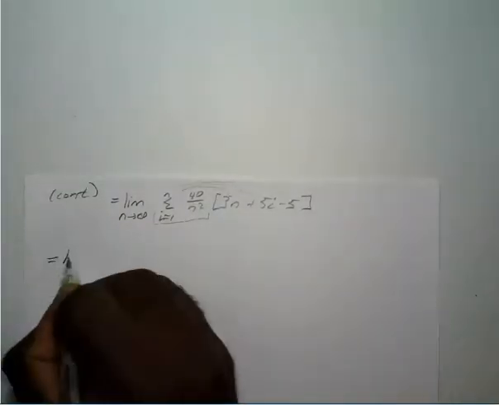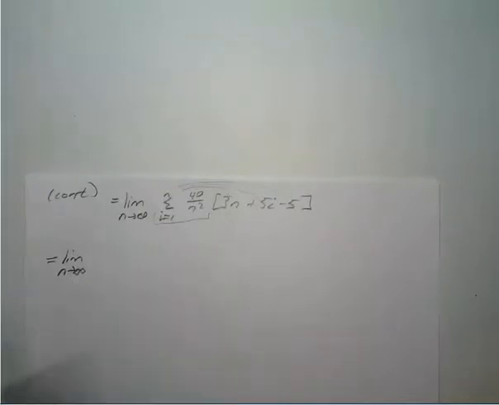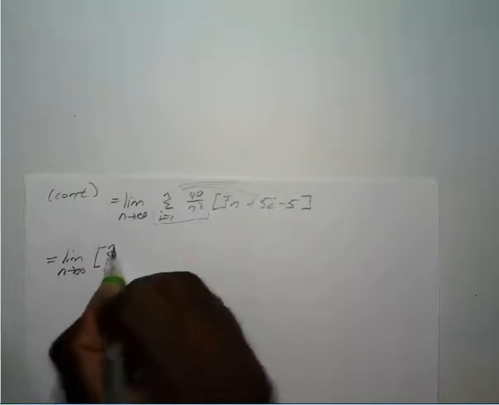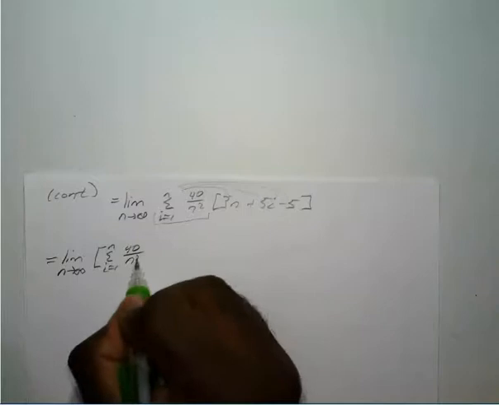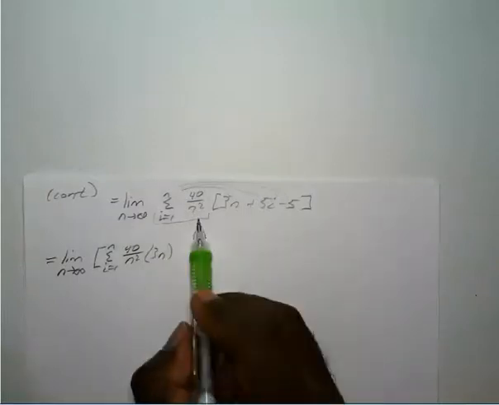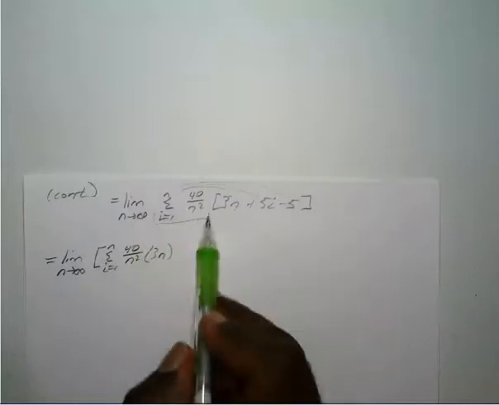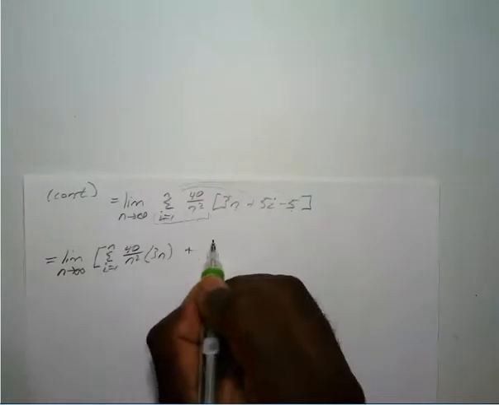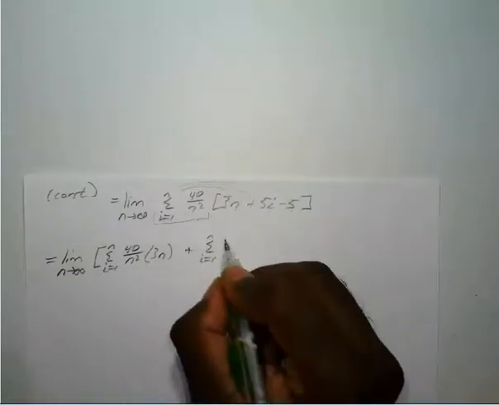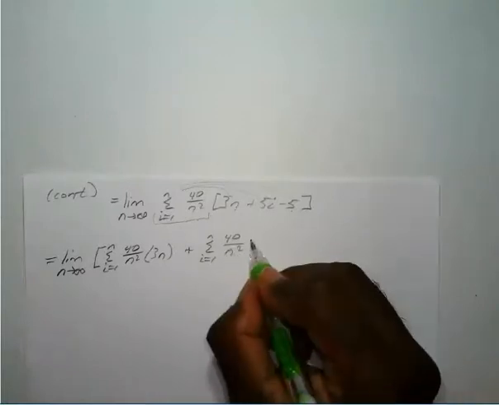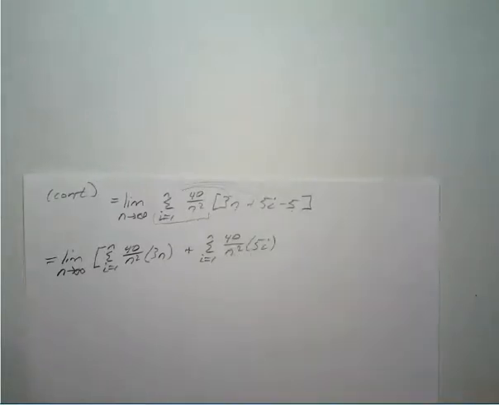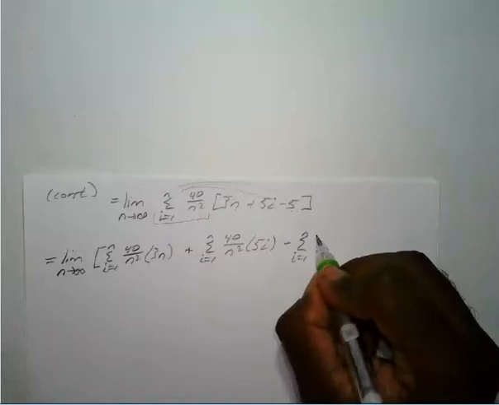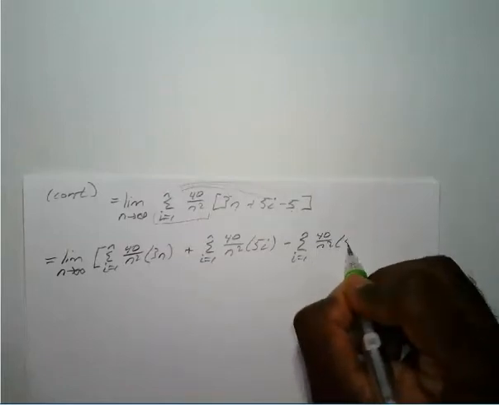Okay, so that's going to equal the limit as n approaches infinity of the sum from I equals 1 to n of 40 over n squared times 3n, because we're getting this whole thing multiplying by 3n. Then we're going to take this whole thing multiplied by 5i and this whole thing multiplied by negative 5. Okay, so that's plus the sum from I equals 1 to n of 40 over n squared times 5i minus the sum from I equals 1 to n of 40 over n squared times 5.